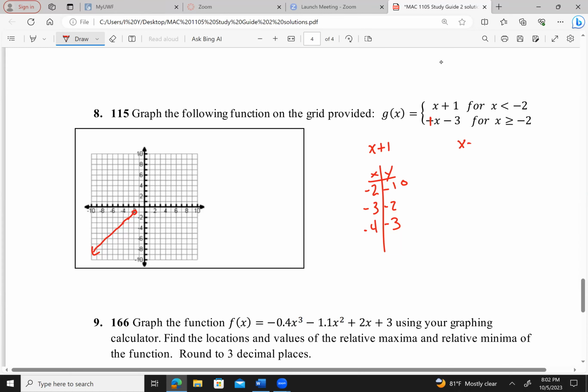Now for x minus 3, again, -2 is included here. So -2, I have -2 minus 3 is -5. Now I'm going greater, so -1 gives me -4, and 0 gives me -3. Now I'm looking at -2, -5, and that point is included. And then I'm going up like so.